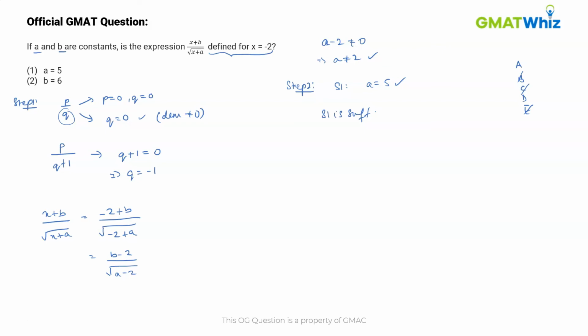We now check the sufficiency of statement 2. In statement 2, we have that the value of b is equal to 6. Now the expression becomes 6 minus 2 by root over a minus 2, which gives us 4 by root over a minus 2. Now to understand whether a fraction is defined or not for a particular value, we need to know about the denominator. Since there is no information given about the denominator, we cannot conclude if this expression is defined or not for b equal to 6. So the conclusion would be that statement 2 is insufficient. Hence the correct answer is option A.